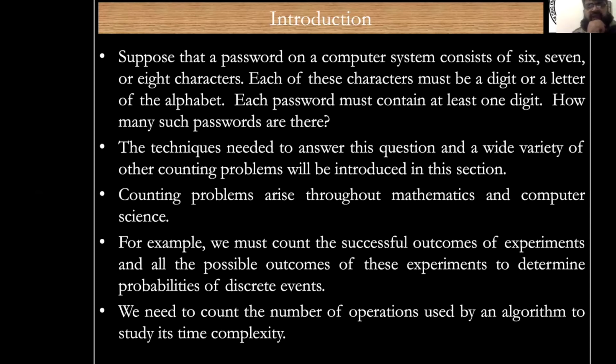These are typically used to calculate the probabilities of discrete events. So what is the probability that a certain event can occur? The more options you have, the lesser the probability of that particular event to occur. But the fewer options you have, the higher the probability of a particular event occurring out of the given number of events. We also need to count the number of operations used by an algorithm to study its time complexity, for example. Although we have not discussed time complexity yet, this is a topic that I intend to discuss by the end of this course.